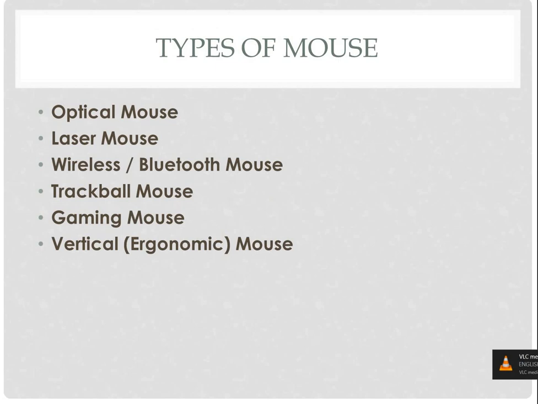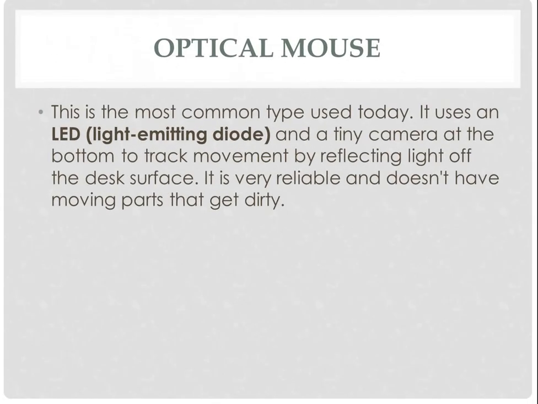Types of mouse. Optical mouse. Laser mouse. Wireless Bluetooth mouse. Trackball mouse. Gaming mouse. Vertical, ergonomic mouse. Optical mouse. This is the most common type used today. It uses an LED, light-emitting diode, and a tiny camera at the bottom to track movement by reflecting light off the desk surface. It is very reliable and doesn't have moving parts that get dirty.